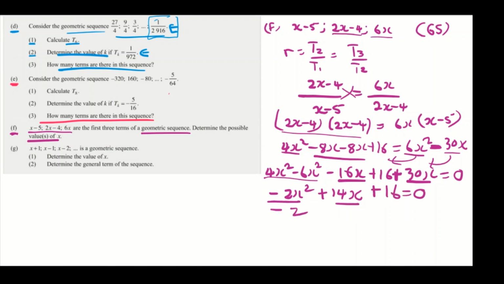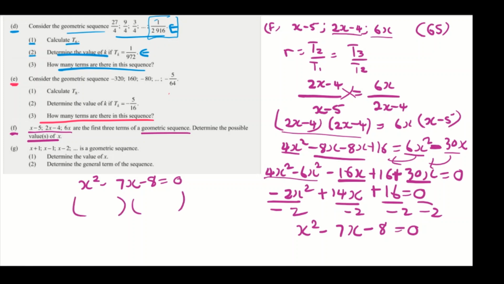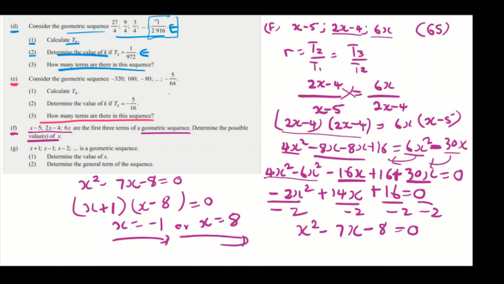So you divide by minus 2, should get a standard form of x squared minus 7x minus 8 equals to 0. So x squared minus 7x minus 8 equals to 0. You factorize it. You have x and x, 8 and 1 as the factors, and then 8 is negative, 1 is positive. So x equals to minus 1 or x equals to 8. So these are your values of x for this problem here.